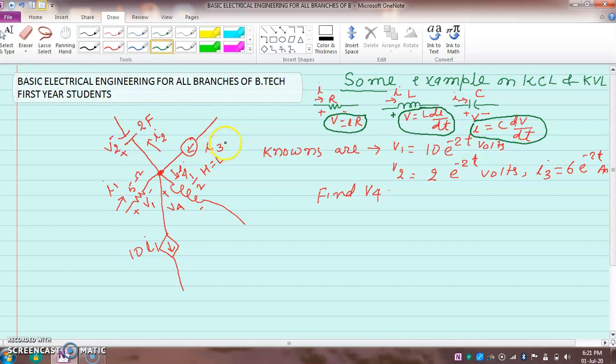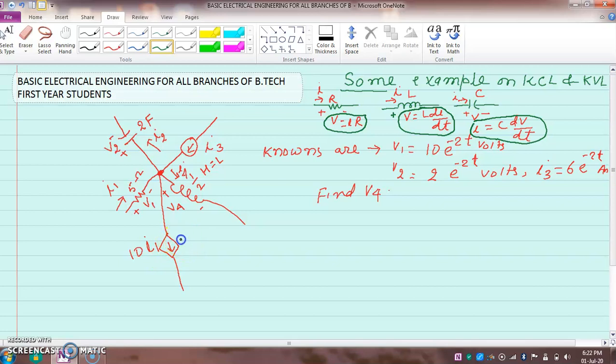This problem is from the book A.E. Fitzgerald Basic Electrical Engineering. This problem is based on Kirchhoff's current law, and we have to solve it using Kirchhoff's current law. So now see how we will solve it. Whatever we have studied in videos 1 to 4 of basic electrical engineering is being utilized here. You see, this is a current source, but it is not independent.